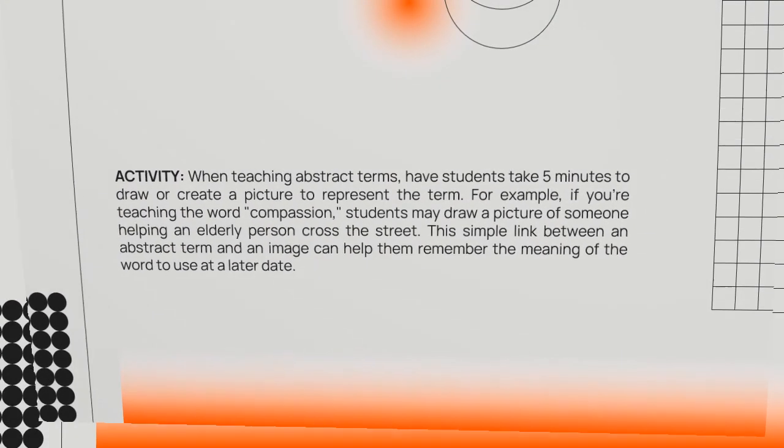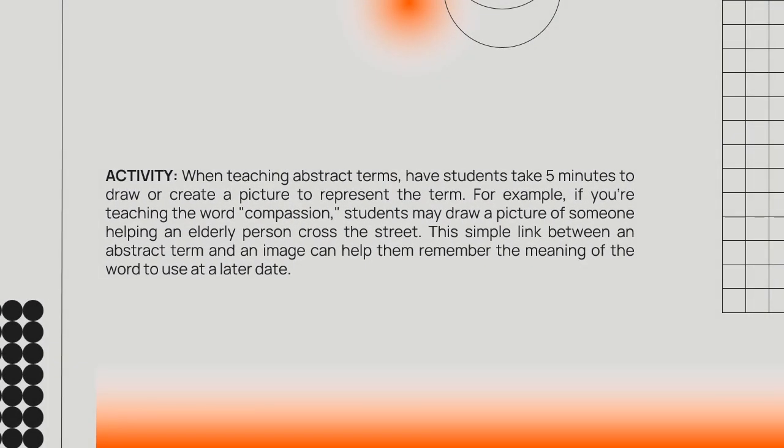Activity. When teaching abstract terms, have students take 5 minutes to draw or create a picture to represent the term. For example, if you are teaching the word compassion, students may draw a picture of someone helping an elderly person cross the street. Coupling an abstract term and an image can help them remember the meaning of the word to use at a later date.